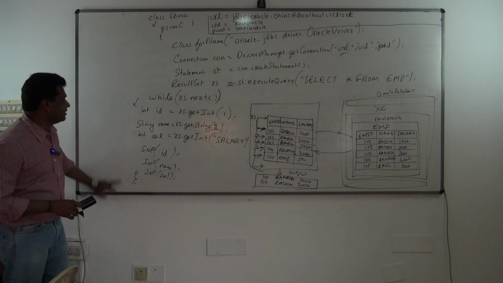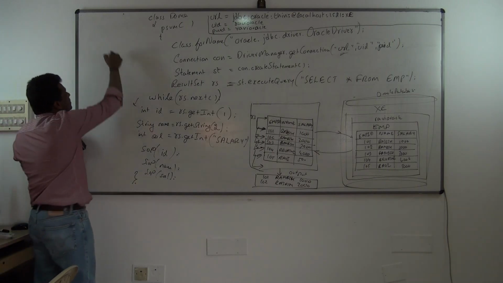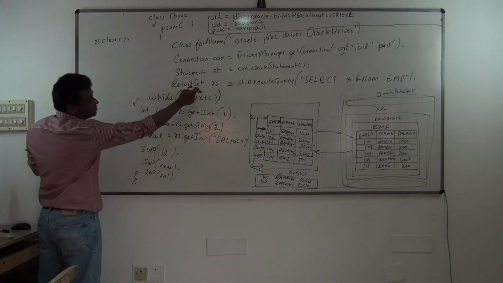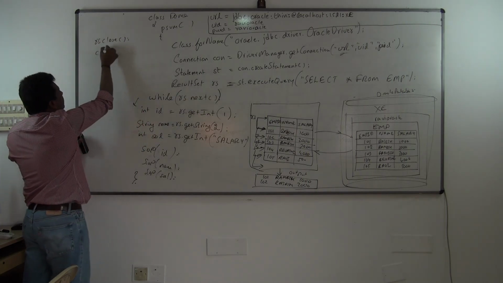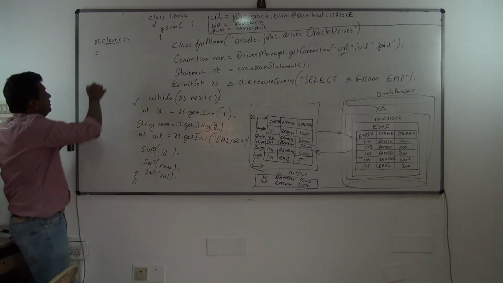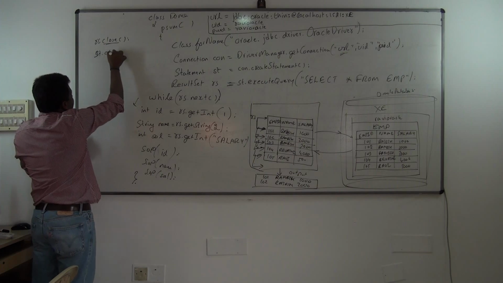So I'll continue the coding. See, I'll continue from here. So you have to close the resources now, but close them in the reverse order. Means first close the result set. close is a method present in the result set. Next, close the statement. statement.close.